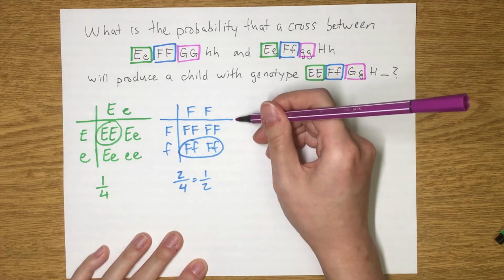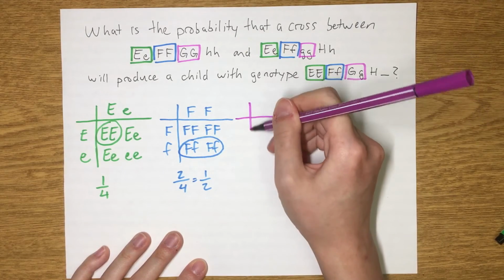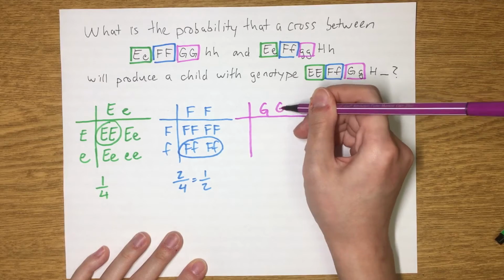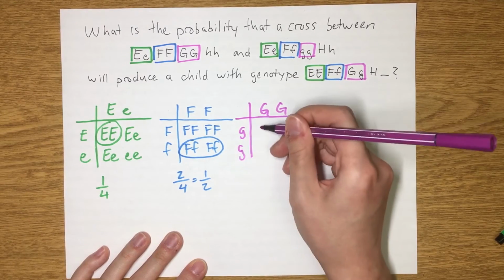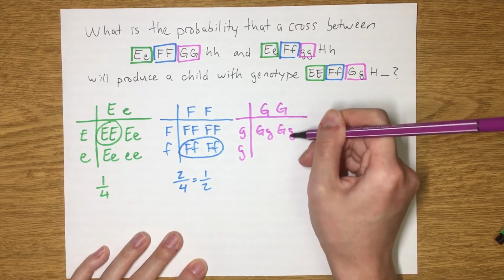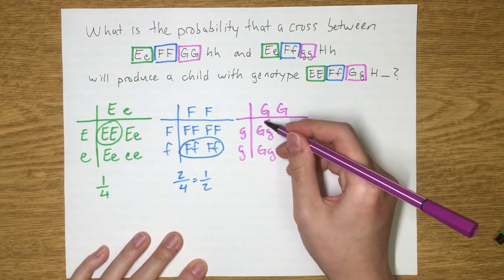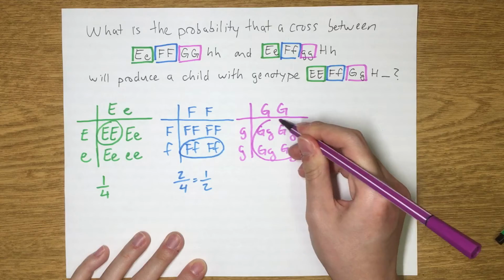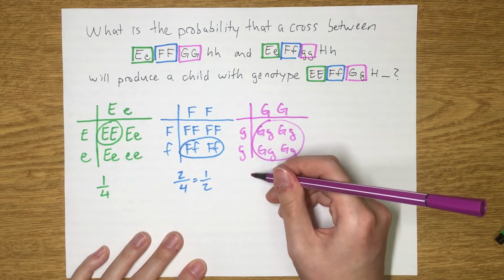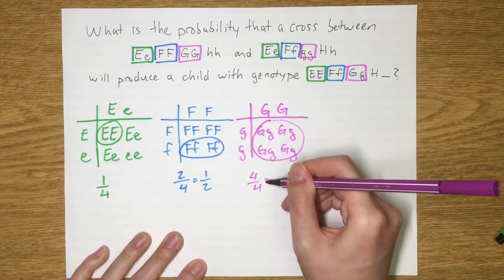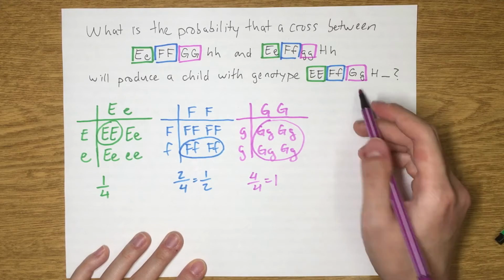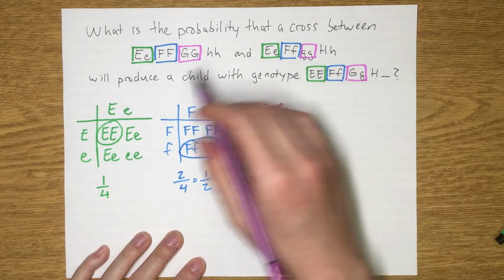Now let's double check our thinking here. If we cross these parents in a Punnett square, we'll see that we were right. There is a 4 out of 4, or a chance of 100%, that we get this heterozygous child from these parents.